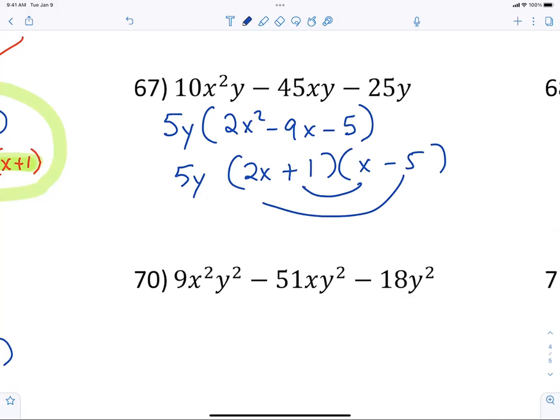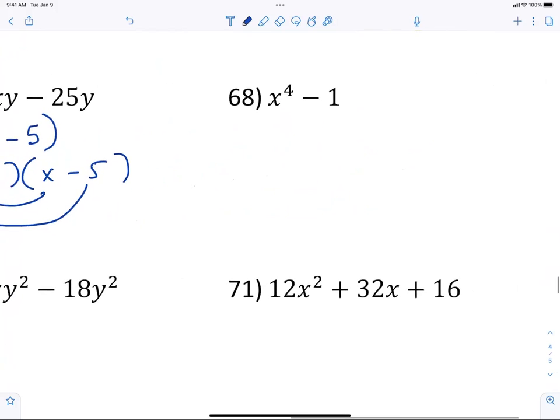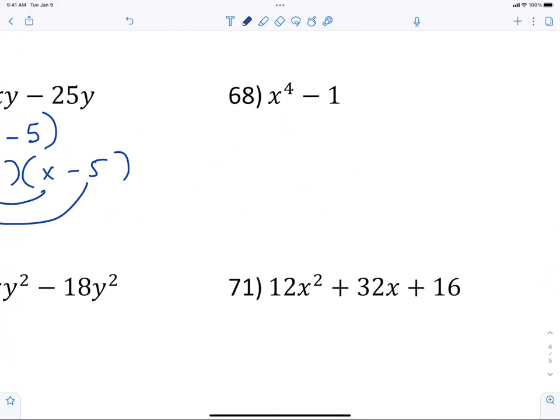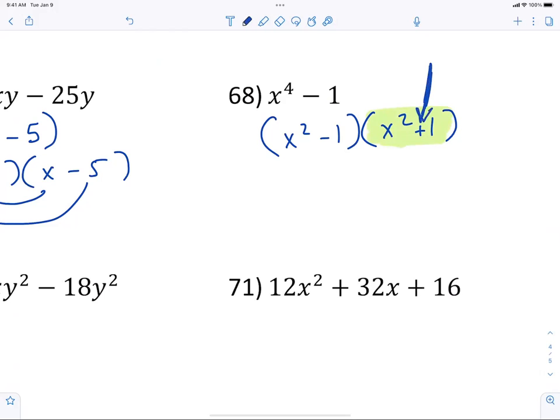You did number 68. That's okay. Oh, 68 was one that we needed to do anyway. So it's a good review problem right here. Everybody look at 68. So x to the 4th minus 1 factors to x squared minus 1 and x squared plus 1. Does x squared plus 1 factor? No, it does not factor because there is a plus sign.